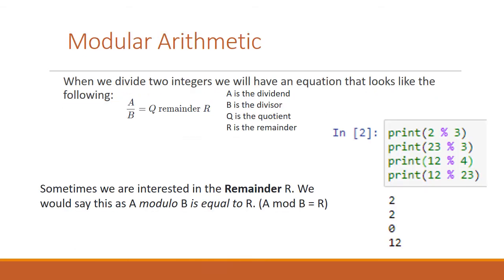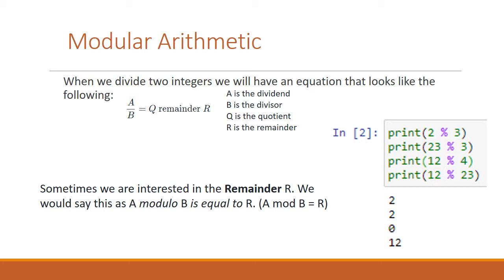Modular arithmetic is performed on integers. When we divide 2 integers, we will have an equation that looks like the following, where A is the dividend, B is the divisor, Q is the quotient, and R is the remainder. Sometimes we're interested in the remainder R. We would say that this is A modular B is equal to R, or A mod B equals R.